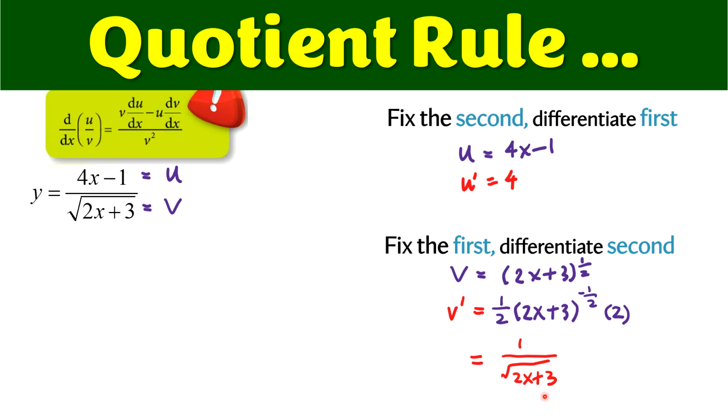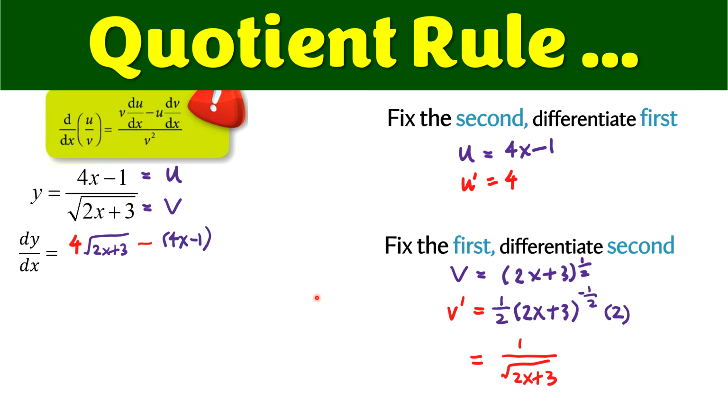Now, once I have u prime and v prime, let's substitute this into the quotient rule formula. So what will we get? I'm going to have v du dx. V is square root of 2x plus 3, multiplied by du dx, which is my u prime, which equals 4. And then subtract, which is minus u dv dx, which is v prime.